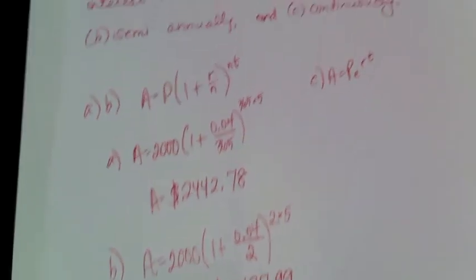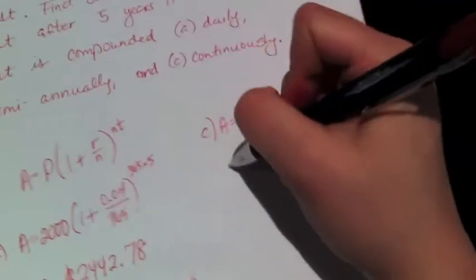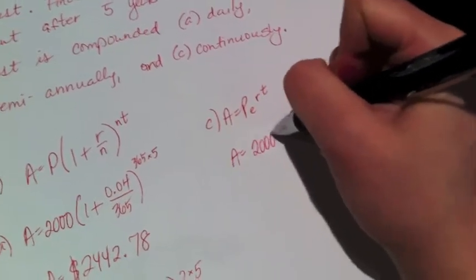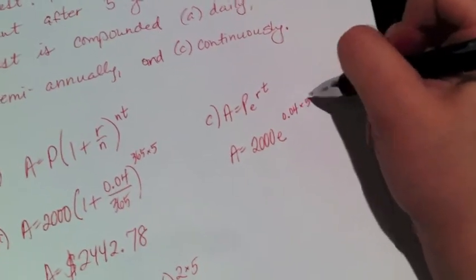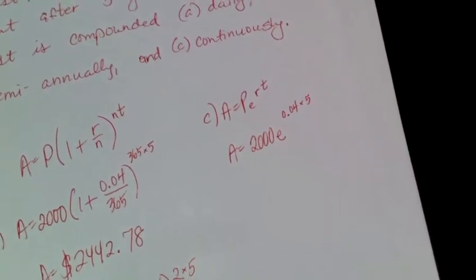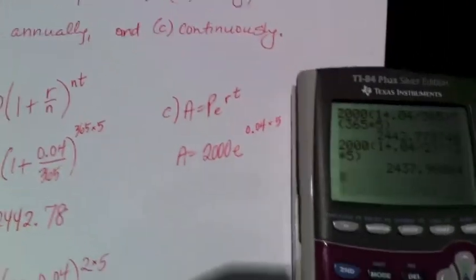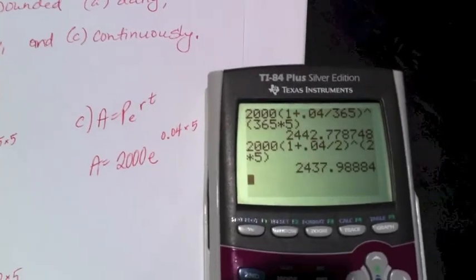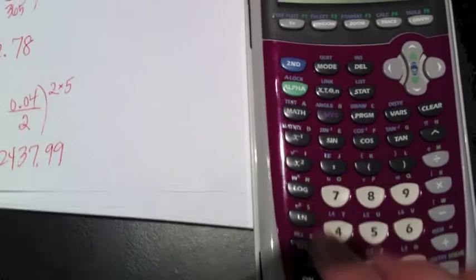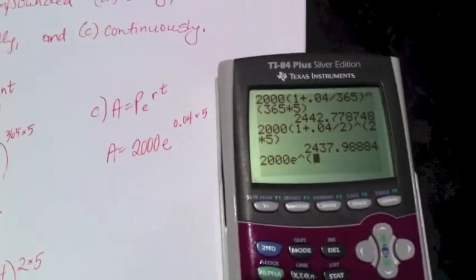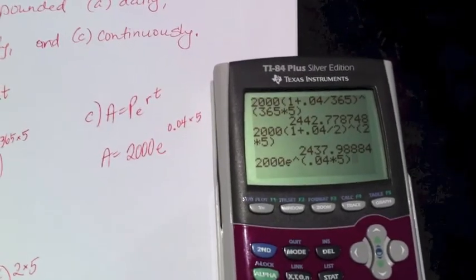Last one. It says, okay, what if it were compounded continuously? So it's a slightly different formula. My P is still 2000, my rate is still 4%, and my time is still 5 years. So I'm going to plug in here. So 2000. Number E is going to be second ln. In the exponent, make sure you put the 4 and the 5 before you close the parentheses.